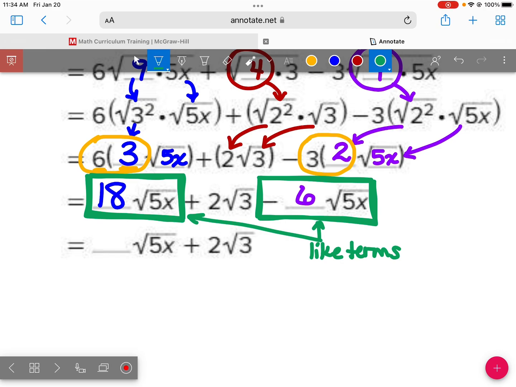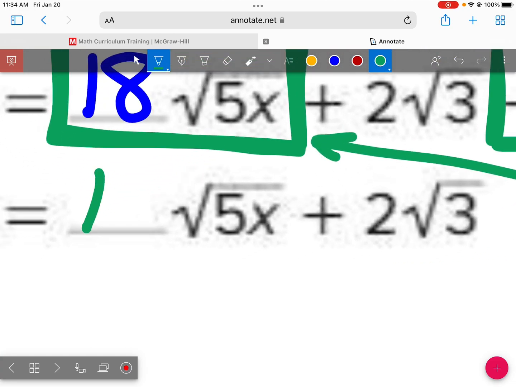We're going to look at just the coefficients. So I'm just paying attention to the 18 and the minus 6. What do I get when I put the 18 and the minus 6 together? Wait, together? Yep. We're going to combine them together. 18 and minus 6. 12. I have 12 square root of 5x.